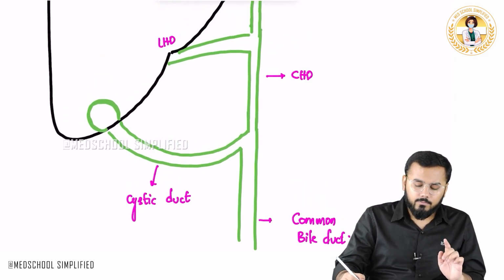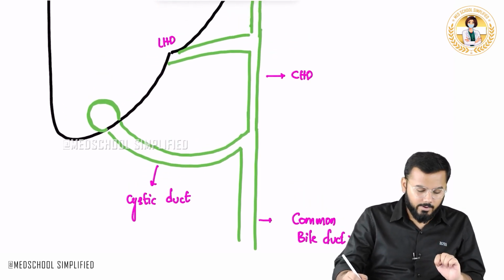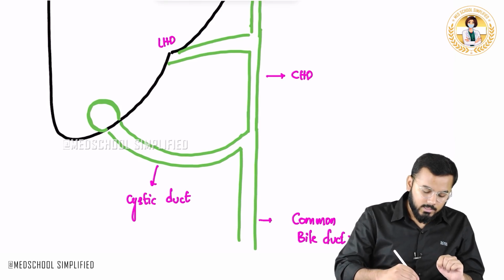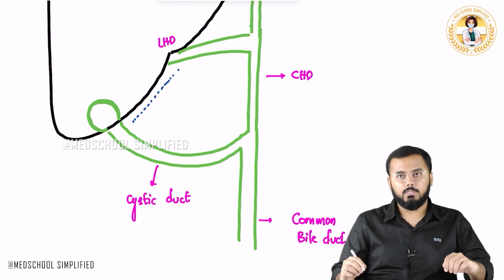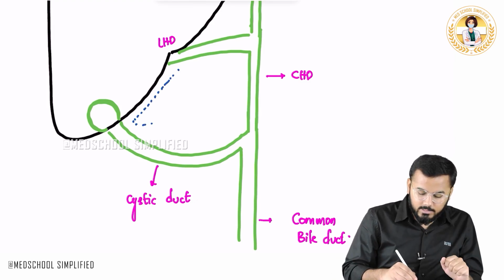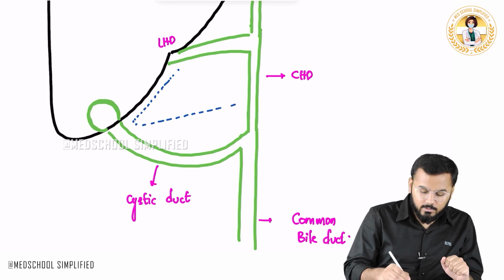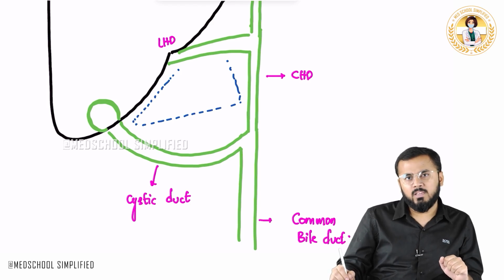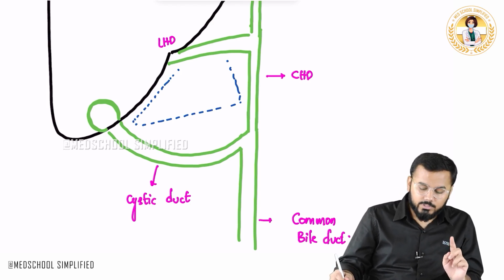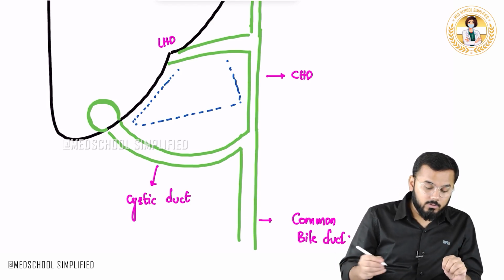Now here very clearly you can find one triangle. What is a triangle? See here, the triangle has three borders. This is one border which you can see here, this is another border, and this is another border. So here you can find a triangle, and this triangle has three borders. What are those three borders?